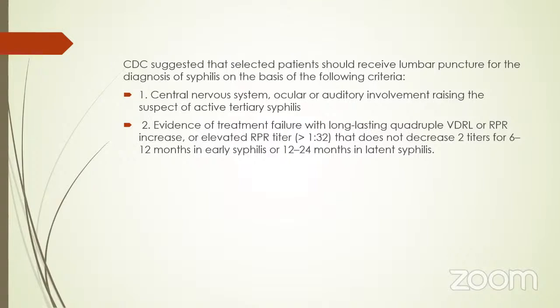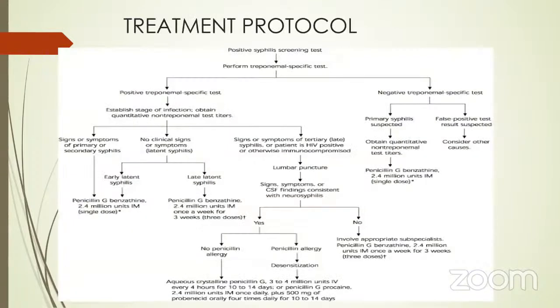Sir, I'll just finish my presentation with the treatment part. Yes, please go ahead. Now, as sir was discussing the treatment part, I have tried to sum it up in this chart. If there are signs or symptoms of primary or secondary syphilis, or there is early latent syphilis, then a single dose of benzathine penicillin 2.4 million units IM is prescribed. If it's late latent syphilis, then benzathine penicillin 2.4 million units IM once a week for 3 weeks, 3 doses, is prescribed.